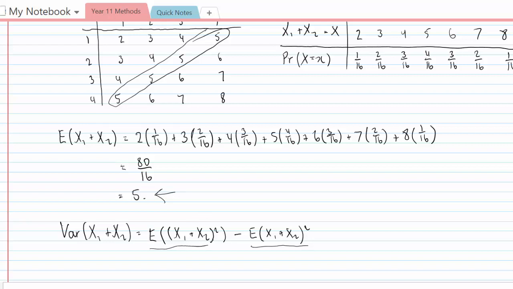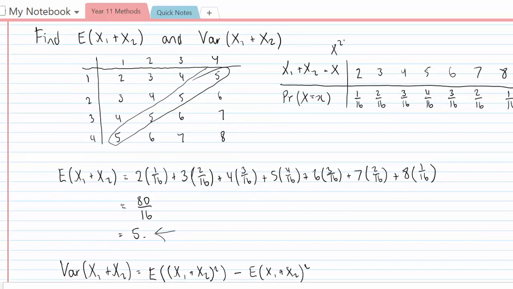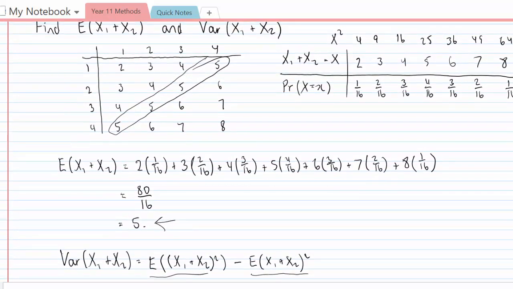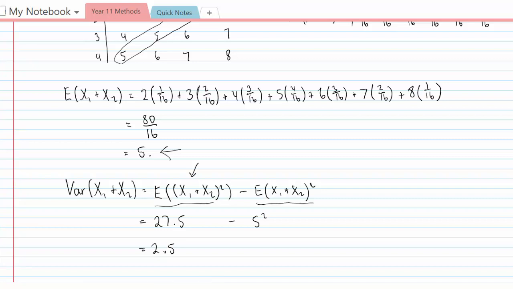But this other part of it just here, in order to do that, I need to have the x squared row on the table. So that's going to give us 4, 9, 16, 25, 36, 49, and 64. And then I'll do the expected value with that row instead. I'm just going to do that quickly on my calculator. So this first part here, using the calculator, worked out to be 27.5. And then I'm going to subtract 5 squared. So I end up with just 2.5 for the variance.